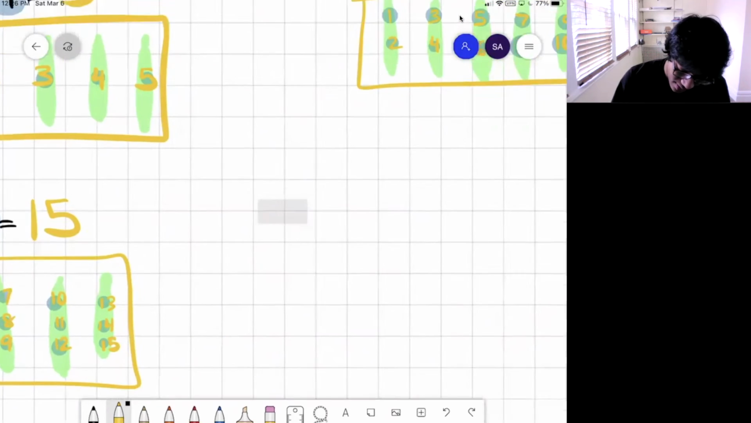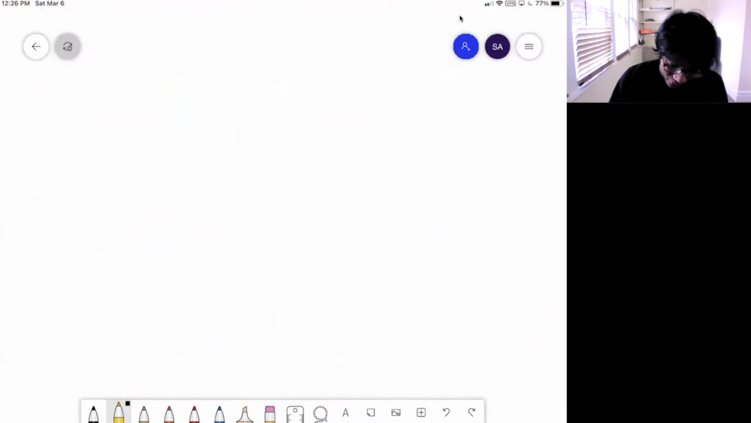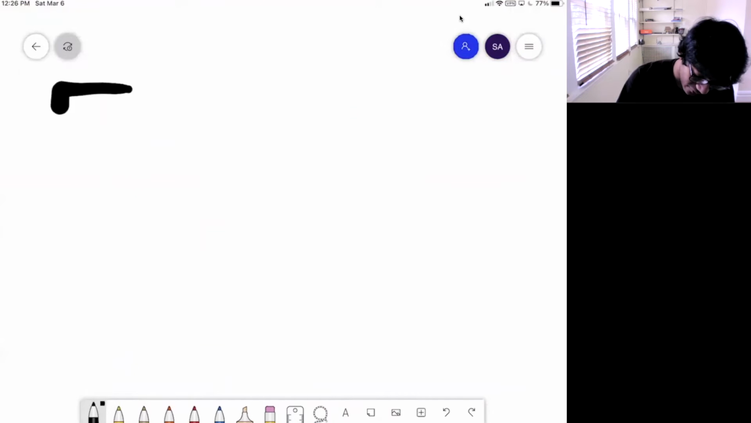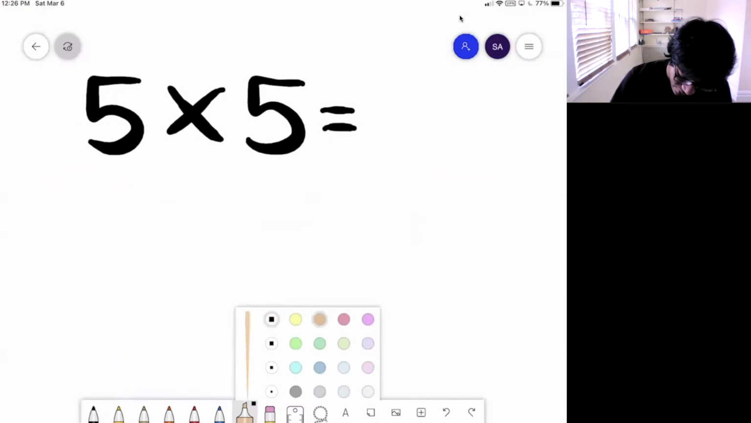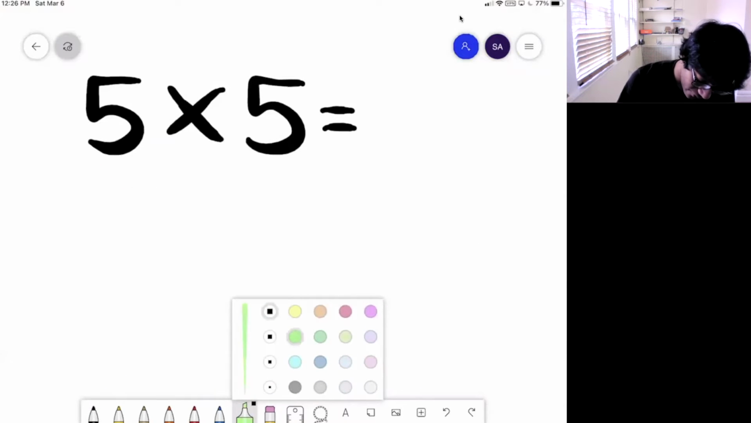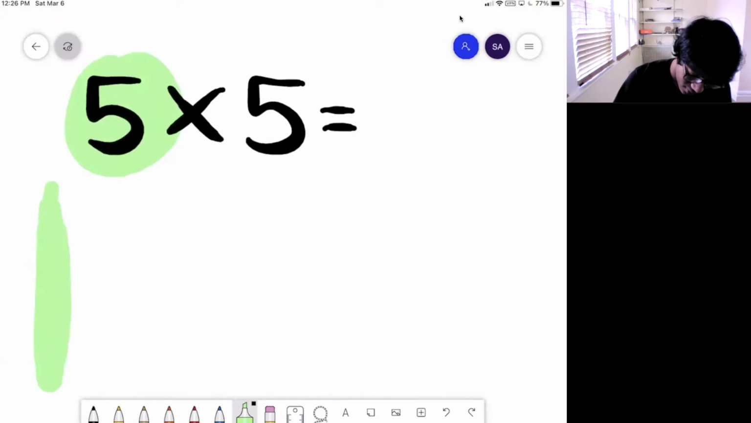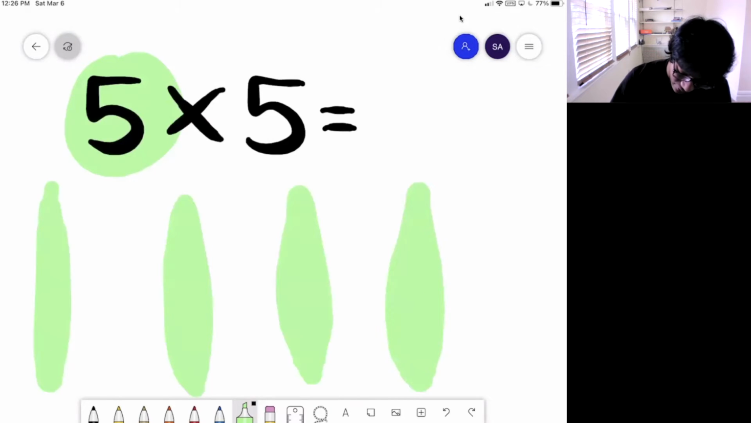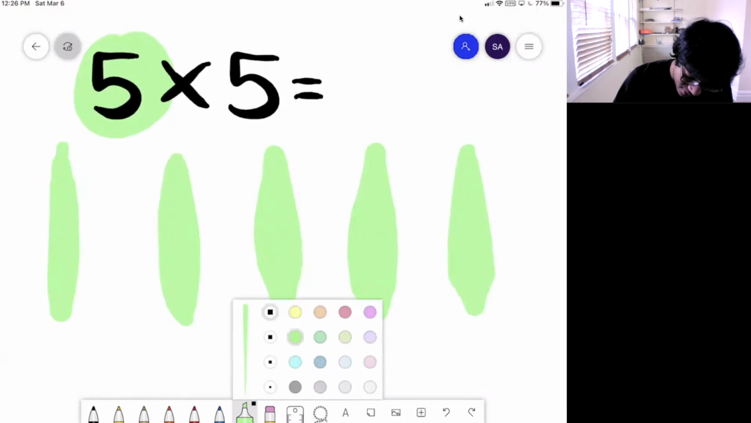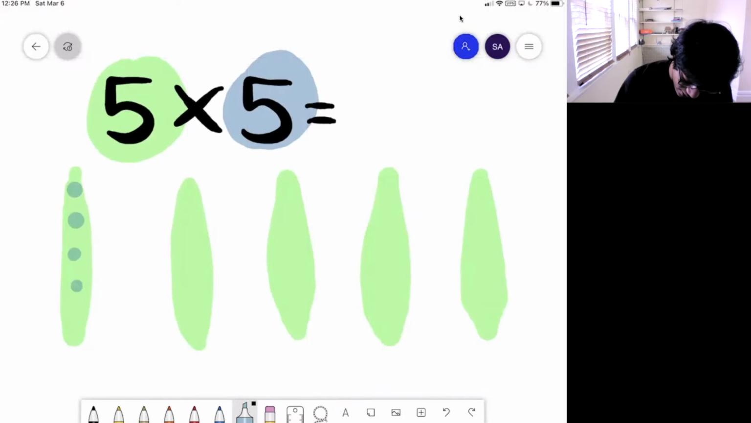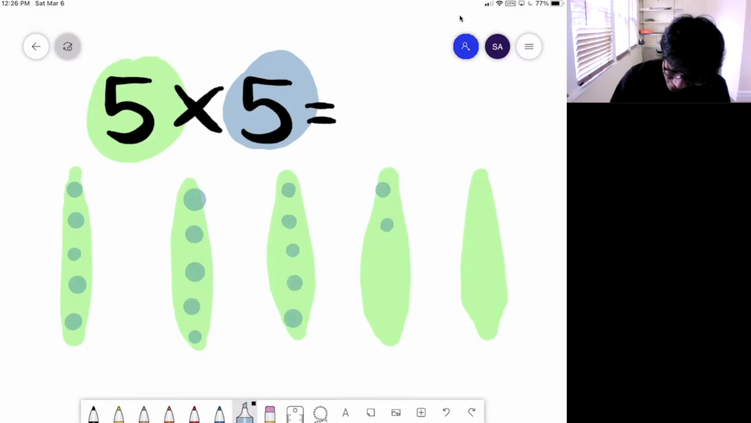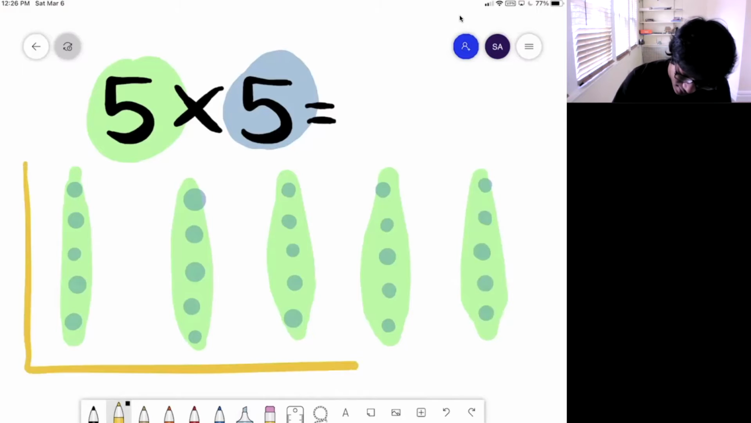And now our next one up, we did 5 times 4. Now let's do 5 times 5. Okay, 5 times 5. We're going to have 5 columns again. So we have 1, 2, 3, 4, 5 columns. And each of the columns is going to have 5 dots: 1, 2, 3, 4, 5, in each column. Now count up how many dots in this whole shebang.